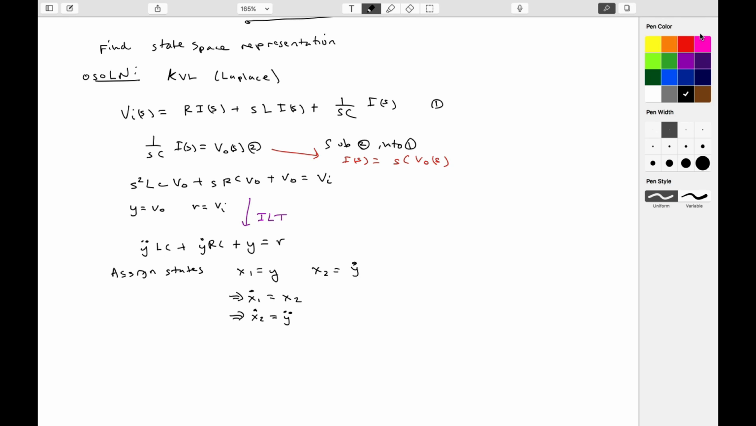And so what we want to do is look at this particular equation right here and then look at the equation that's here. And I want to solve that upper equation for y double dot. So we'll solve for y double dot. And what we'll get is that y double dot is equal to minus r over L y dot minus 1 over LC times y plus 1 over LC times r.